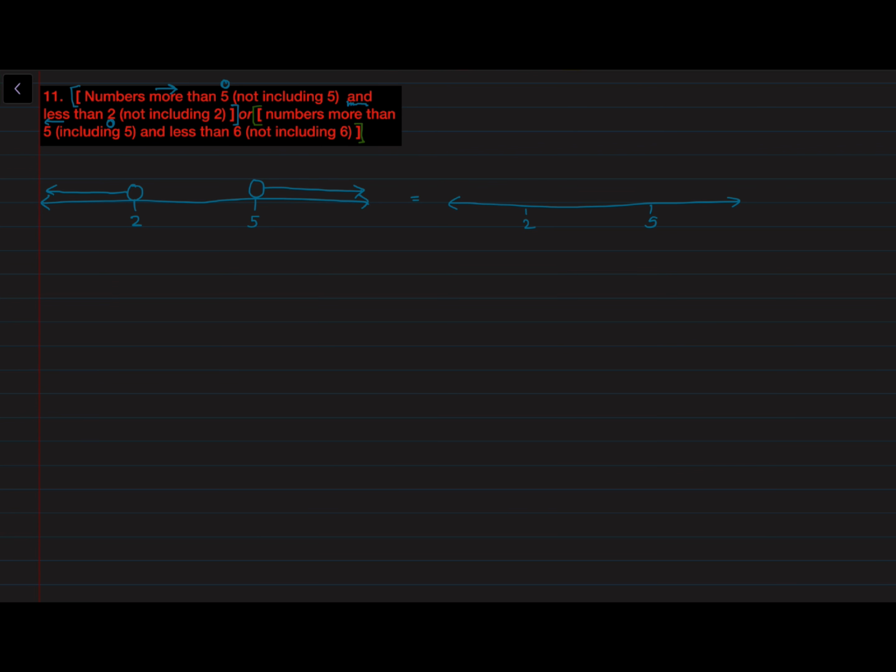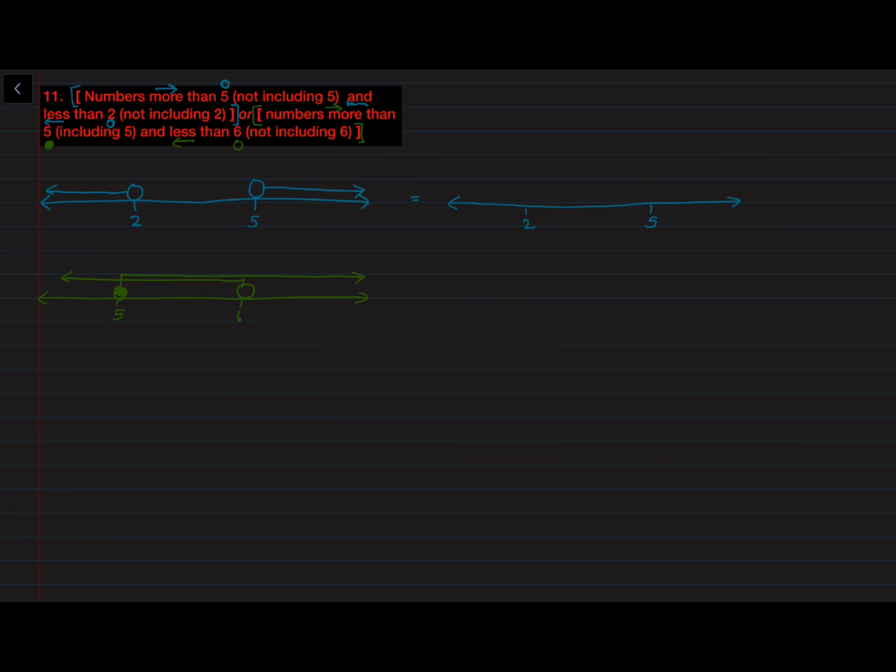For the second one, we have numbers more than 5, and we're including 5 this time, and less than 6, and we're not including 6. So on the number line, we have 5 and we have 6. We're looking for numbers more than 5, so we shade this in and we do more than 5. And then we have numbers less than 6 and we're not including 6, so we can draw it like this.